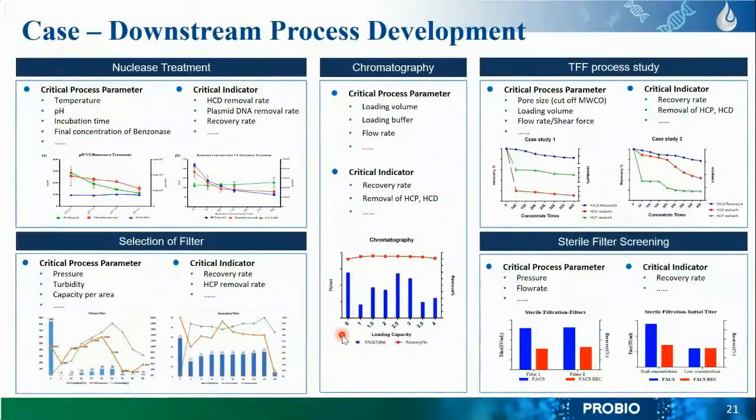Okay, here is a very, very important slide. I would like you to please pay attention here as well. The downstream process is very, very challenging and has a lot of things to consider. So all of these slides show the data for the downstream process. I just want to tell you guys that if you want to do each process study, we should take the CPPs and the CQAs into consideration first. For example, the nuclease treatment, the selection of filter, chromatography, the TFDF, and the sterile filtration as well.